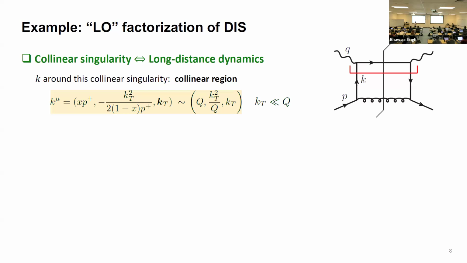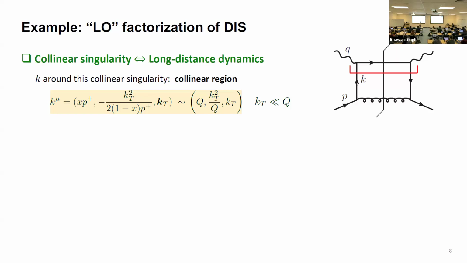And in perturbation theory, as kt goes to 0, we know now that we have a real singularity, or a divergence, a collinear singularity. And because this is related to the parton being close to on shell, it's related to very long distance and long time dynamics. Around this collinear singularity, the momentum region, we call the collinear region.